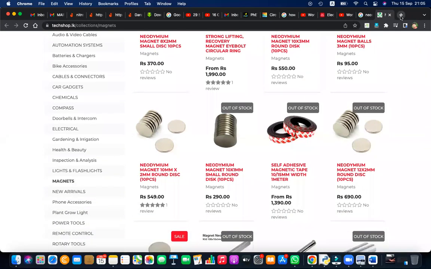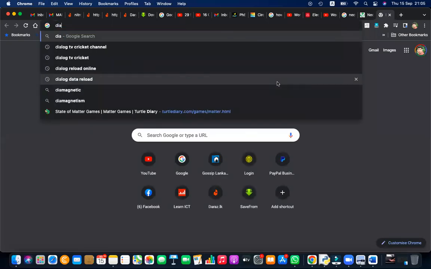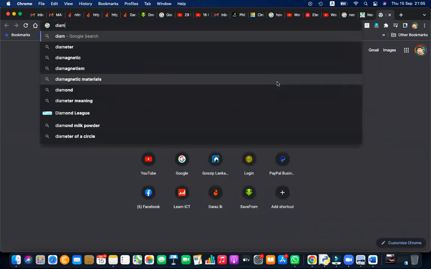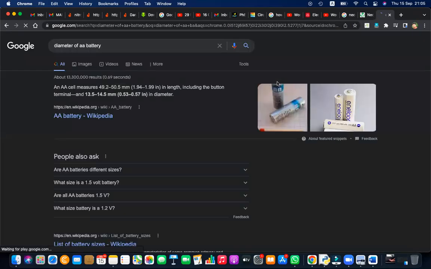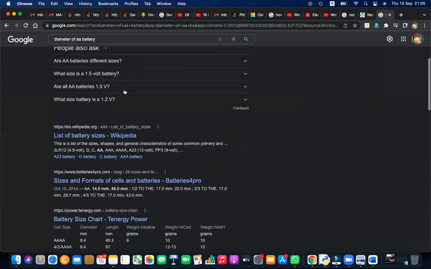So you have to find the diameter of the battery before buying. Normally, what is the diameter of an AA battery? How many millimeters? Is it 50 millimeters? Is it the dimension?